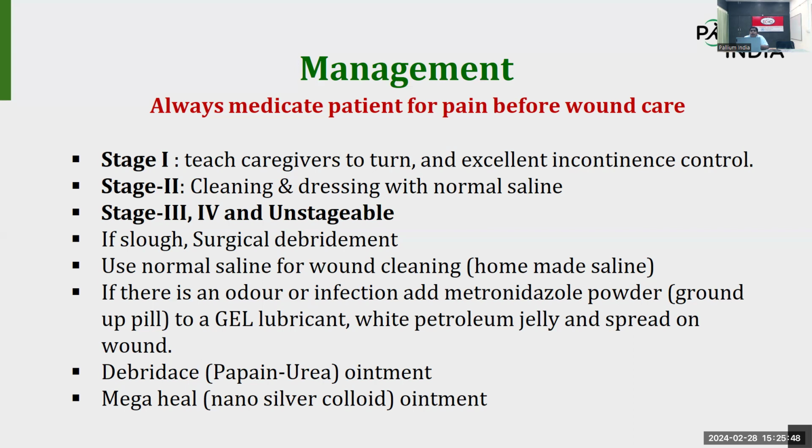In the slough area, sometimes the slough may have a yellowish discoloration. Papain ointment is very helpful, so you can use papain ointment for slough removal. Then Mega Heal, it's a nano silver colloid ointment. If a healthy wound is there, you can apply Mega Heal for easy healing. Is it clear?